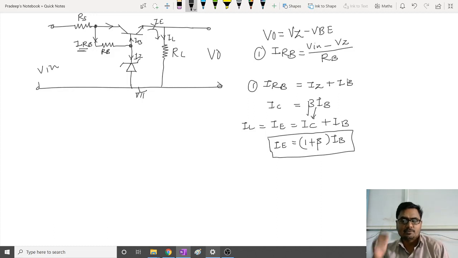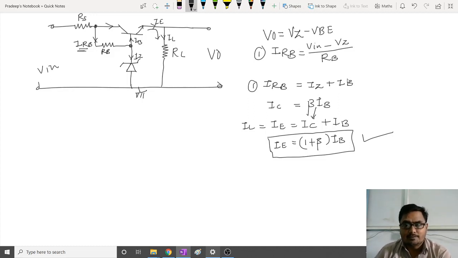I'm writing it again because some people may have forgotten this basic equation of a transistor, that is IE is equal to 1 plus beta multiplied by IB. That is very important, and we need to remember it every time as a basic transistor equation, because I'm going to use it in load regulation. Definitely it is related to current, so I have to use it in load regulation, isn't it?